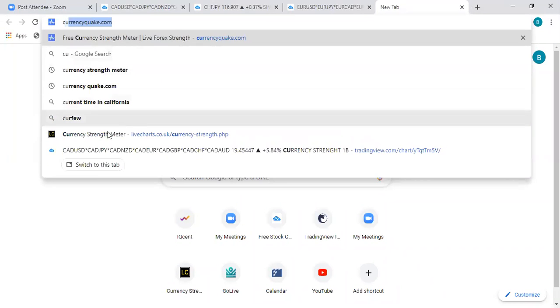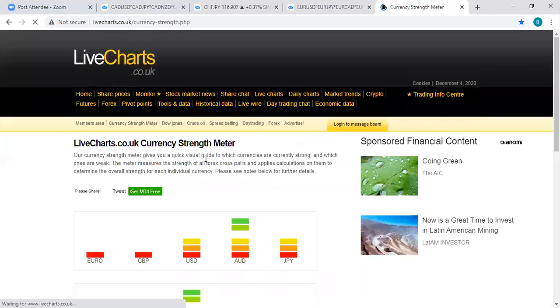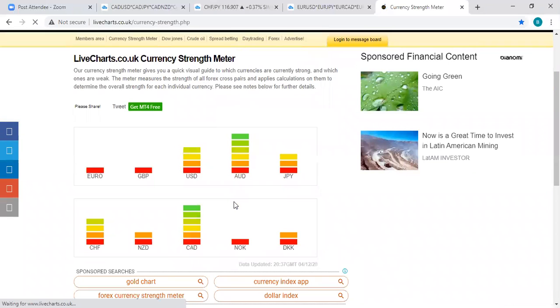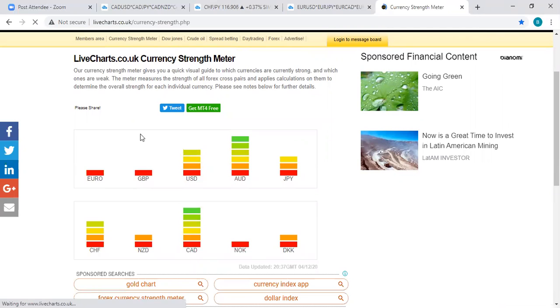Look at it: the currency strength meter. Now, let me show you guys how I trade. I don't go about looking at all currencies. All right, this is what my currency strength is telling me: Euro is weak, GBP is weak.